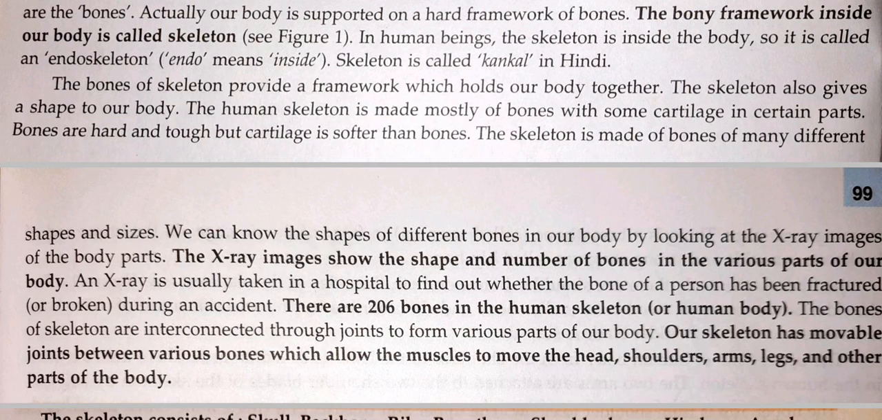Sometimes, if you get a fracture or a part is dislocated, the doctor advises you to take an X-ray. The X-ray shows the shape and the number of bones in the various parts of our body. There are a total of 206 bones in the human skeleton, and these are interconnected through joints to form the various parts of our body.